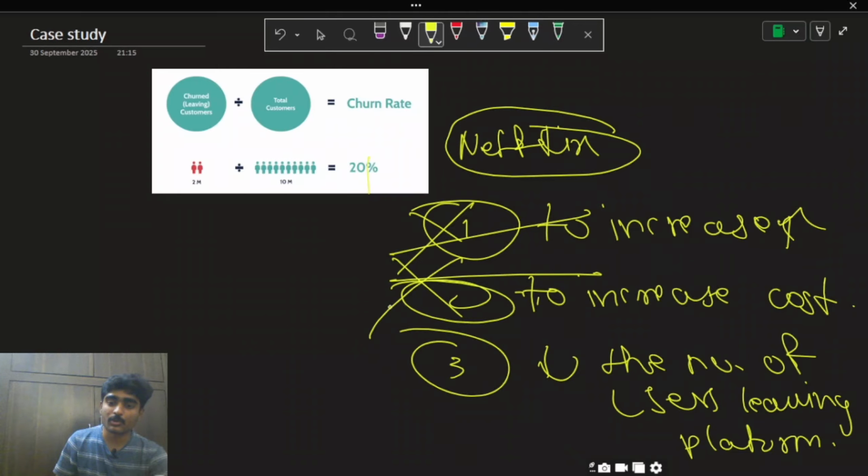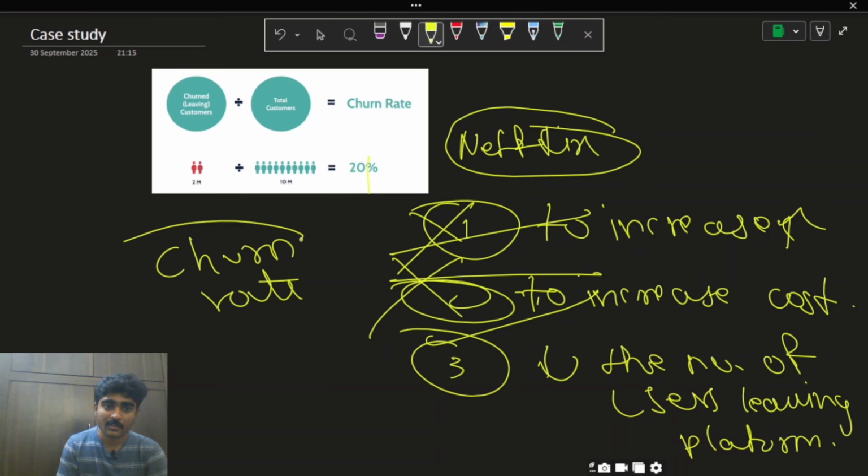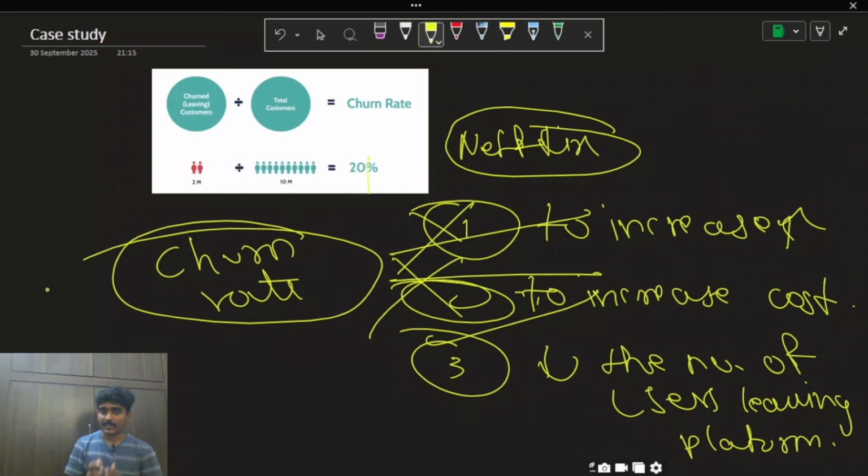Now the third solution is to decrease the number of customers leaving the platform. This third solution is basically called churn rate. This churn rate is defined as the number of customers leaving a platform over a period. Now, how will decreasing the churn rate increase the revenue?